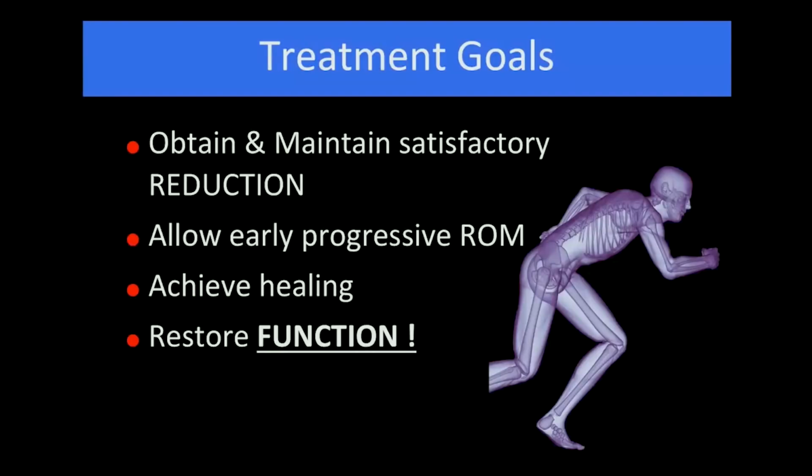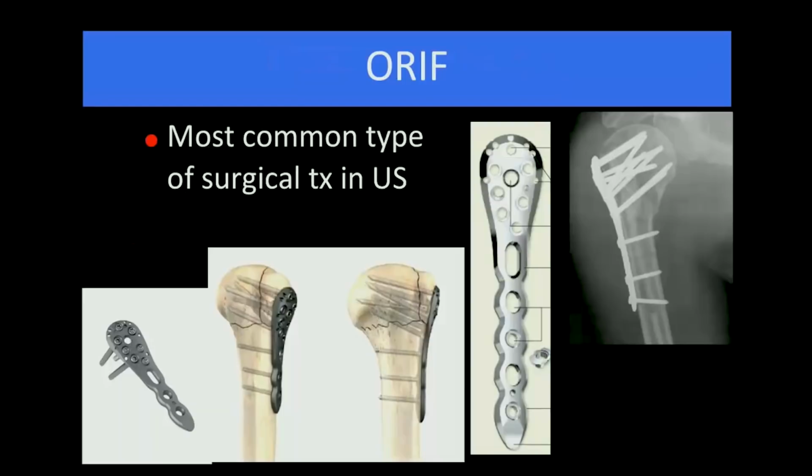The goal is always to obtain and maintain a satisfactory reduction, keeping the bones where they are supposed to be, and to avoid stiffness, which is the dreaded complication for us, and to allow early progressive range of motion. You can get the bones healed without moving them, keeping them braced against the body, but if the shoulder doesn't move, if the bone heals, it's not very functional, and you will hate it. And the goal always is to restore your function. It's not about the x-rays.